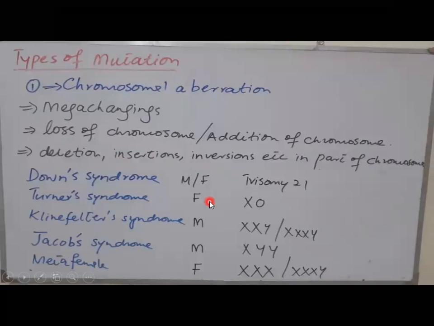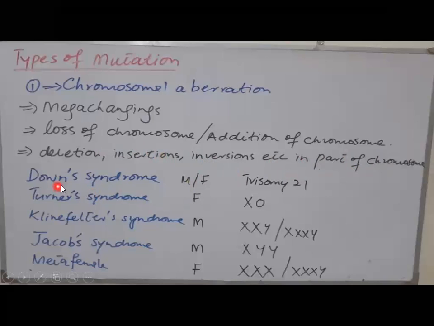There are two types of mutations. Number one is chromosomal mutations or chromosomal aberrations. These are actually the mega changes. This includes the loss of a chromosome or addition of chromosomes, and also deletions, insertions, and inversions in part of the chromosome.